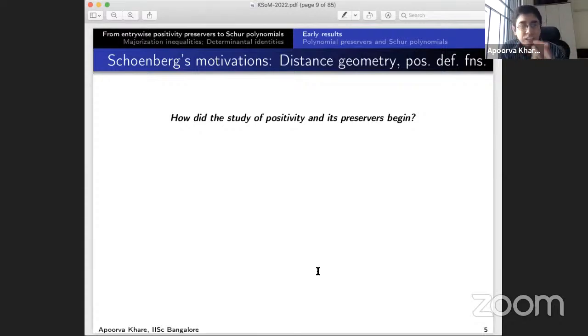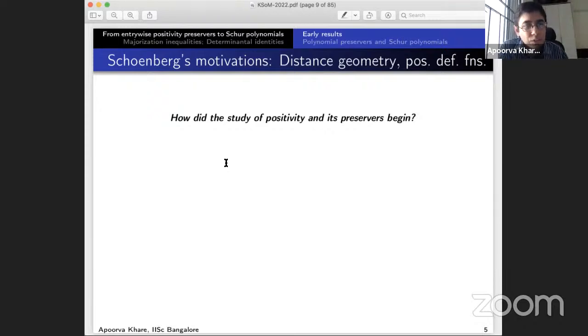Let me just, before I bring in Schur polynomials and how they came into the picture in positivity preservers, let me quickly tell you why what Schoenberg was doing, because this in itself is a beautiful chapter of mathematics. I don't have time to cover it. It itself can be a 1-hour talk easily, but let me at least give you the first striking result. How did matrix positivity show up?